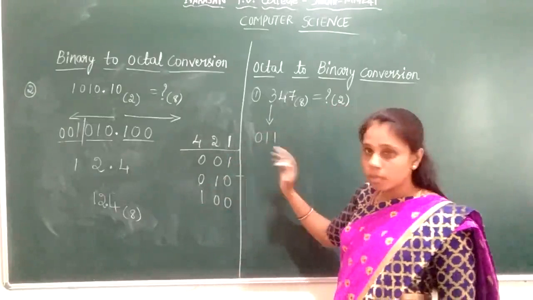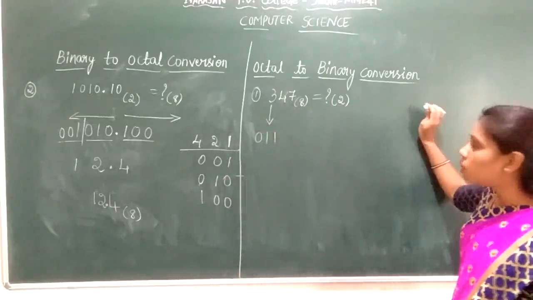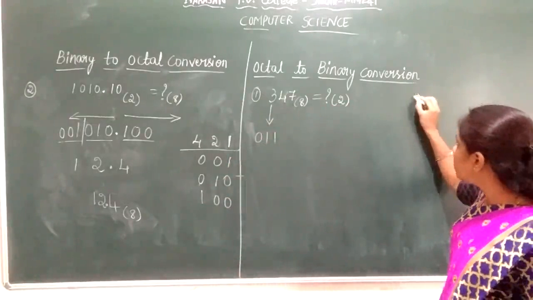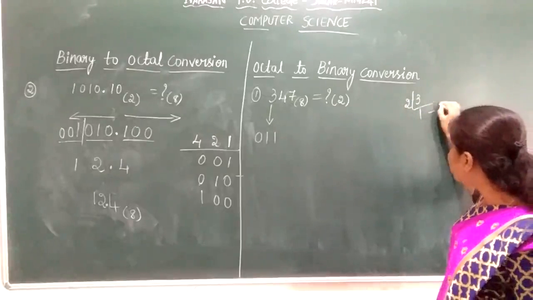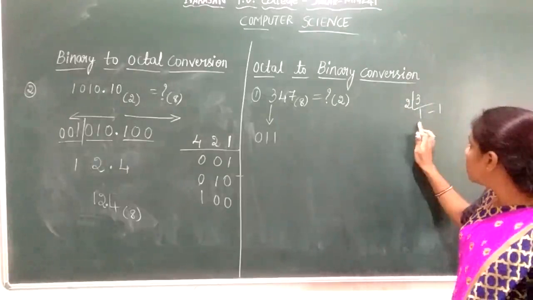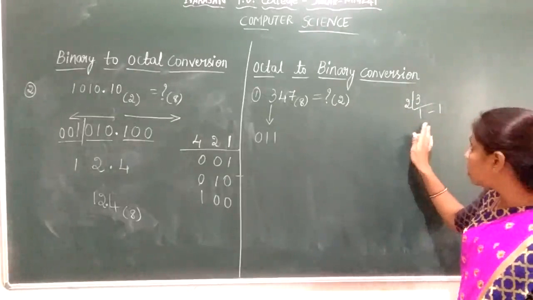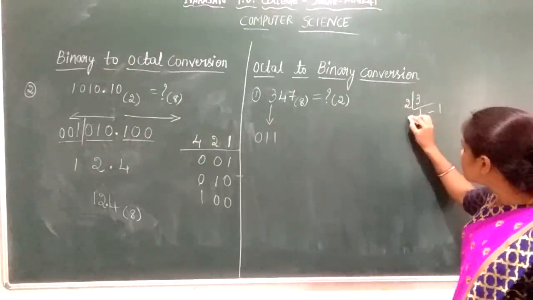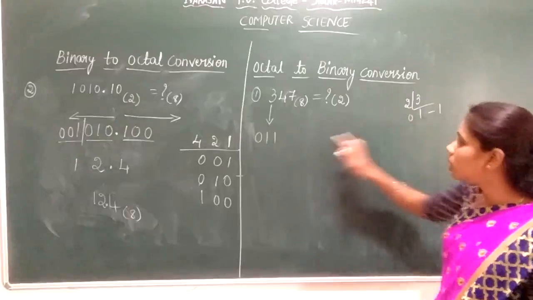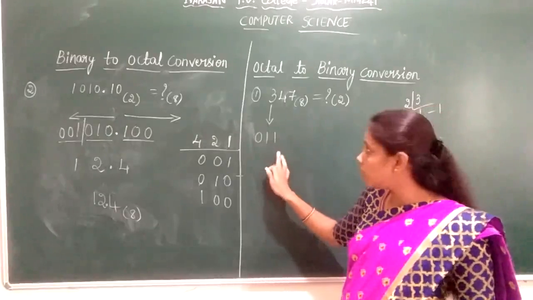If you can't remember this, I have already explained how to find the binary value. You need to divide the given number by 2. That is, 2 ones are 2, the remainder is 1. Again, 1 cannot be divided by 2. So 1 1, and before this you have 0, that is 0 1 1. So we can represent it like this.